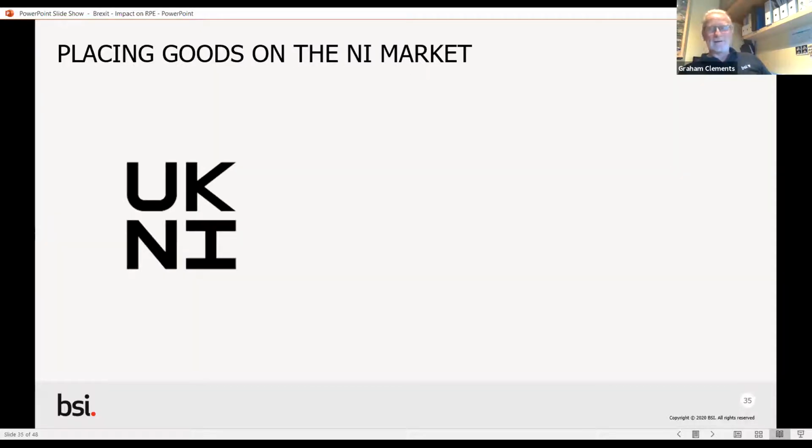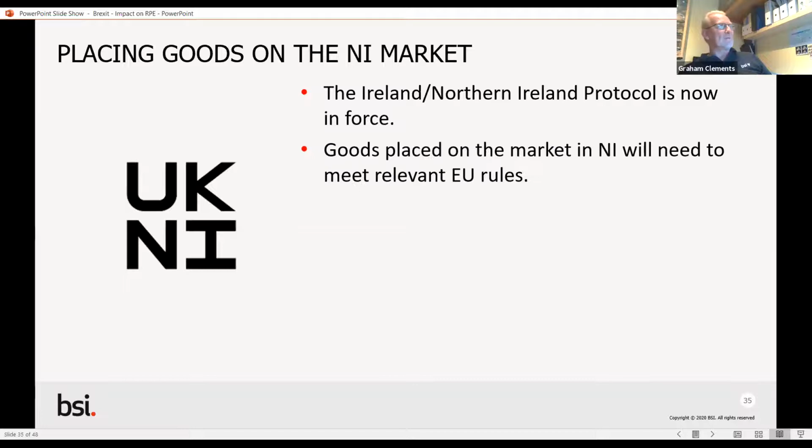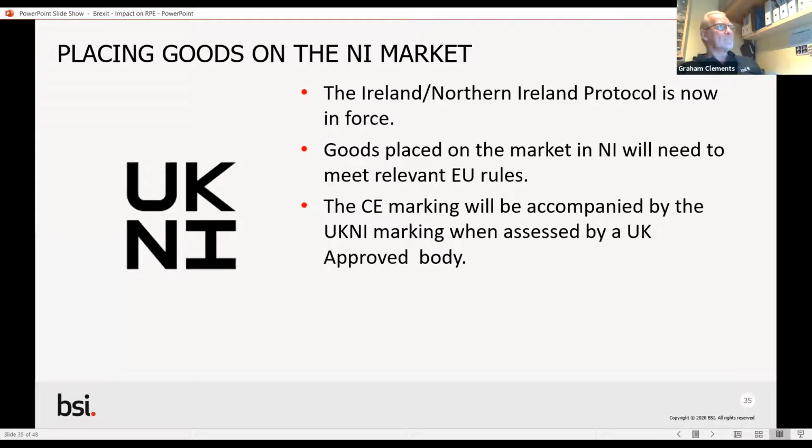UKNI, we get back to this one. If I didn't confuse you the first time, I can confuse you now. So the UKNI mark. So this is available for products that are sold in Northern Ireland. The protocol's now in force. Goods placed on the market in Northern Ireland will need to meet relevant EU rules. Now, the fact, obviously, that the EU rules and the UK rules are effectively identical means that it does give people the option to do more than one thing at the same time.